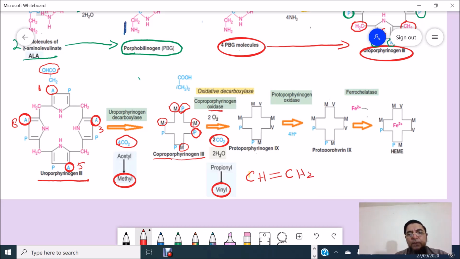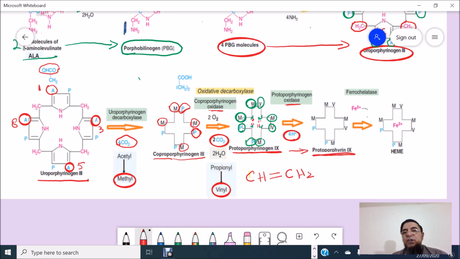So now the product will be protoporphyrinogen 9. In this product, we have a methyl group at position 1, at position 3, at position 5 and at position 8, and we have a vinyl group at position 2 and at position 4. Positions 6 and 7 have the same propionic acid. And remember, inside every ring there is a nitrogen, and the nitrogen is attached to one hydrogen, in the form of NH. In the next step, these 4 hydrogens will be removed with the help of the enzyme protoporphyrinogen oxidase, and this substrate protoporphyrinogen 9 will convert into protoporphyrin 9.